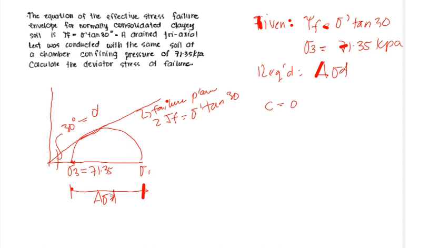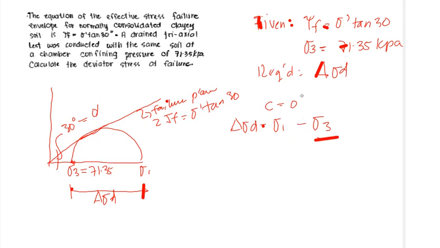And looking at our diagram, masosolve natin yung ating deviator stress at failure. Yung deviator stress at failure natin is equal to sigma 1 minus sigma 3. Meron na tayong value ng sigma 3, pero wala tayong value ng sigma 1. So we need to solve first for the value of sigma 1 bago natin masolve yung required dito sa problem natin, which is the deviator stress. So paano isolve yung ating sigma 1?